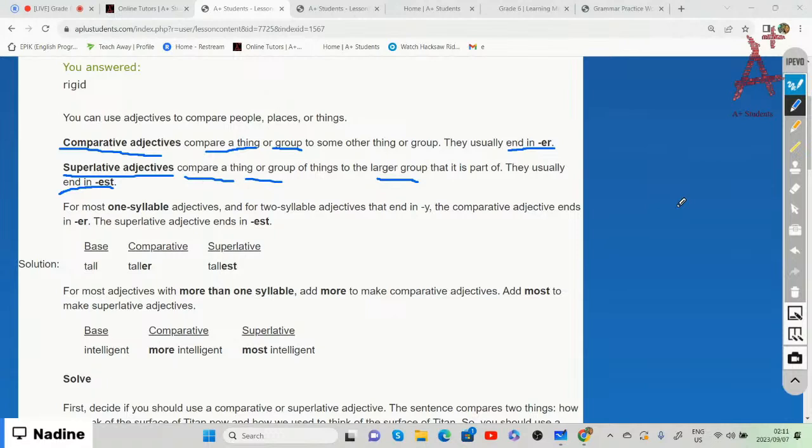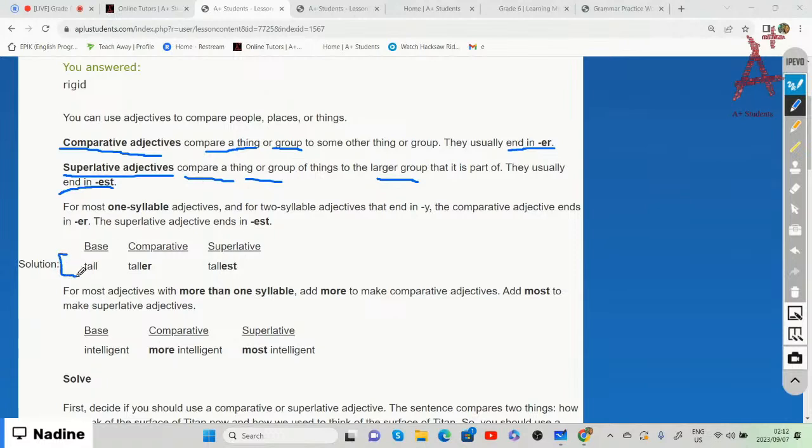If, for example, we have one syllable adjectives, like tall or soon or small, that's one syllable adjectives. So for most one syllable adjectives and for two syllable adjectives that end in Y, the comparative adjective ends in ER and the superlative in EST. And here we have an example.